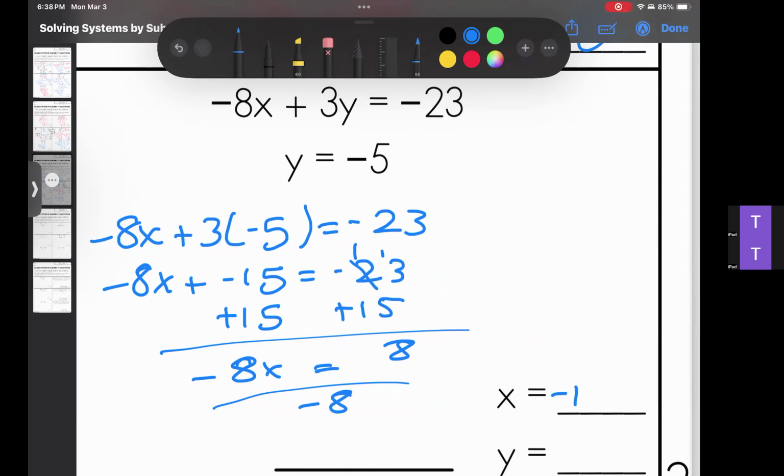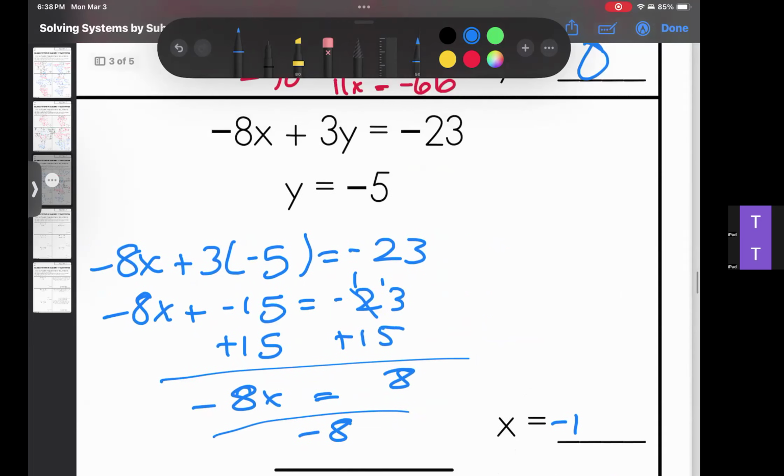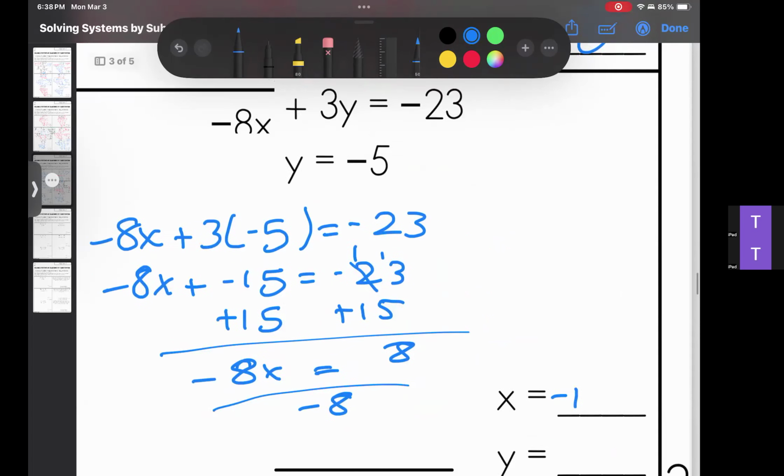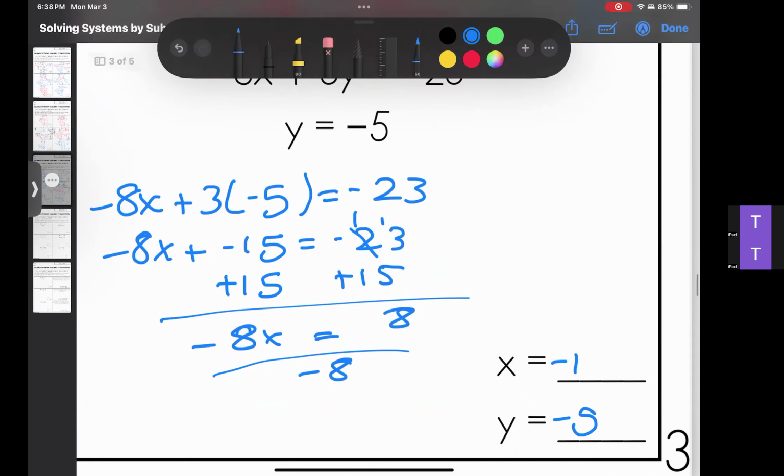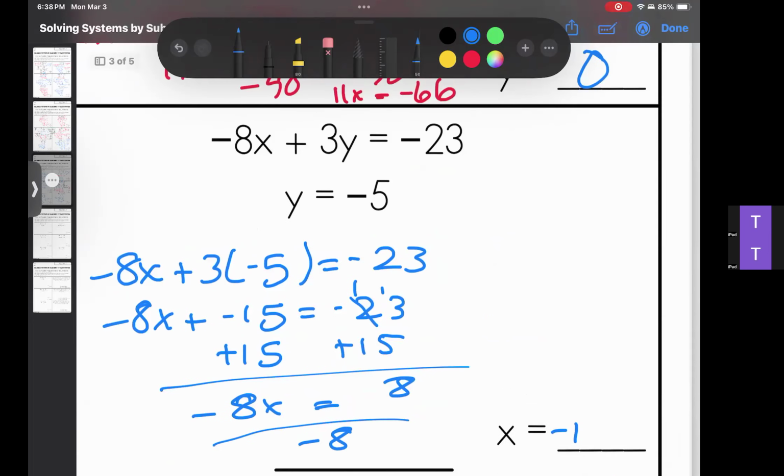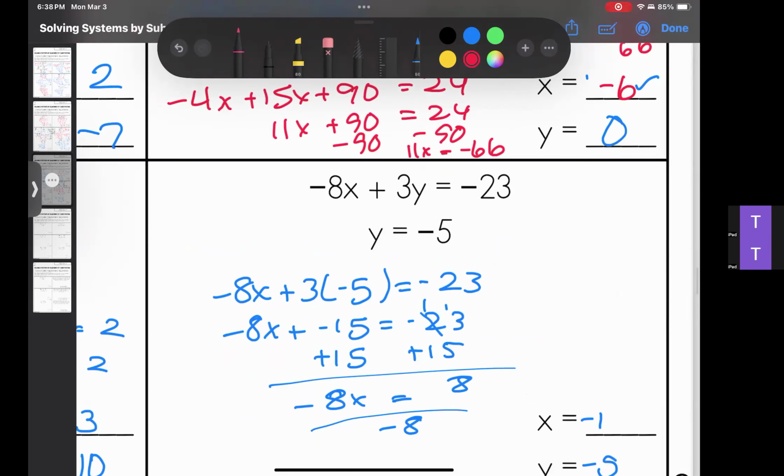And then we're going to have to, tricky. Oh, we have y. Duh. I was going to say we're going to have to double substitute and that won't work. Never mind. All right. -8 times -1 plus 3 times -5 equals -23. We have -8 plus -15.